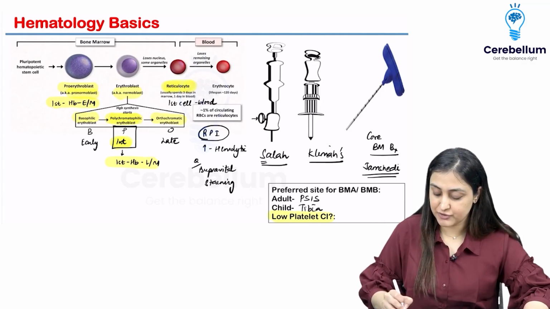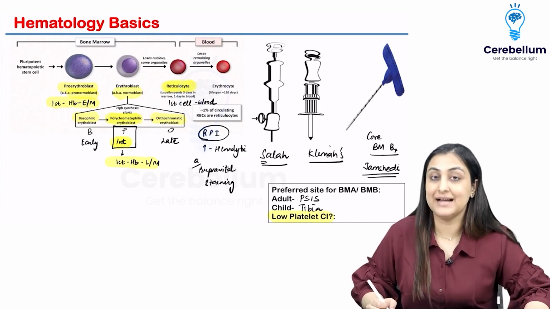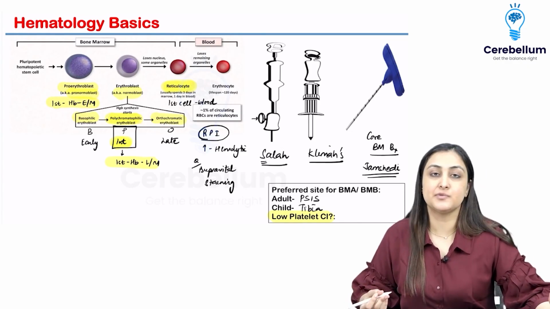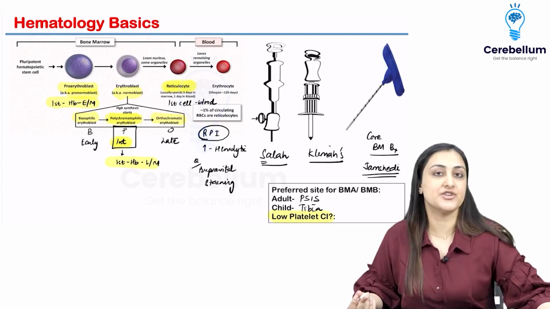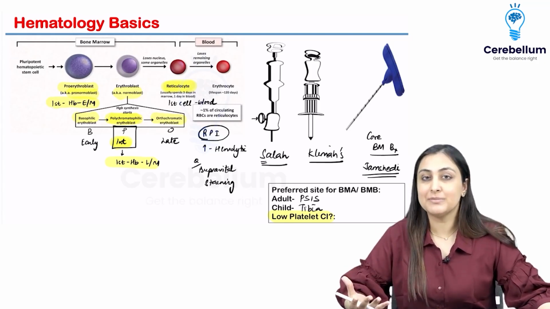This is a question from last year which was asked as an all-except question. You want to remember that in any other procedure like a lumbar puncture or any other procedure that you are doing like a biopsy, low platelet becomes a contraindication because there is a very high risk of bleeding. But then why are you doing a bone marrow biopsy?